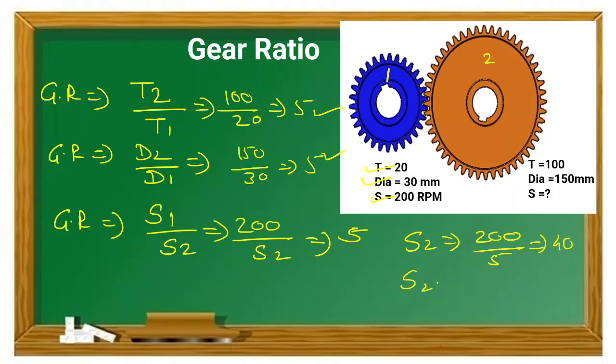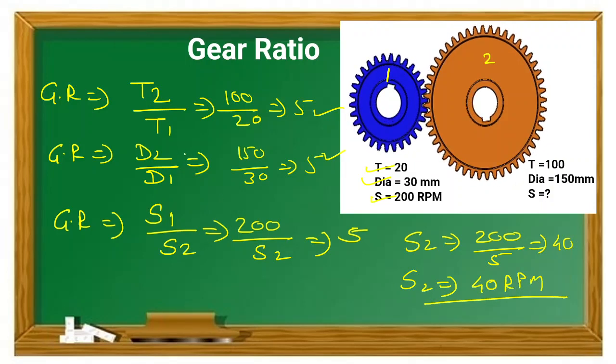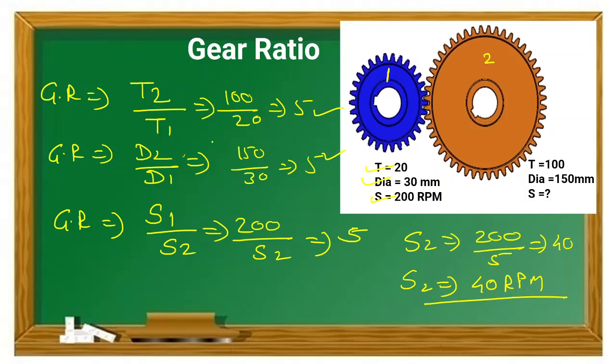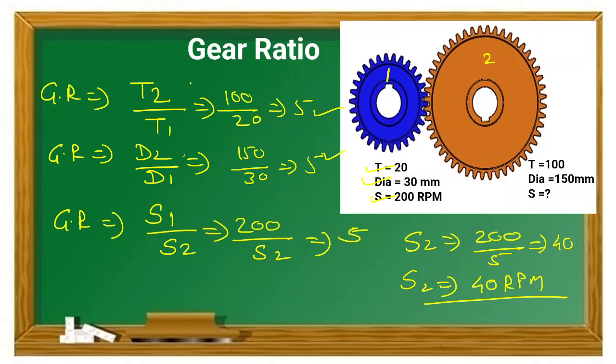What is the unit for S2? This is 40 rpm. Always remember, the gear ratio has no unit, because it is teeth upon teeth, diameter upon diameter. It's just a number. The gear ratio is just a number. So this is the type of gear ratio we have understood.